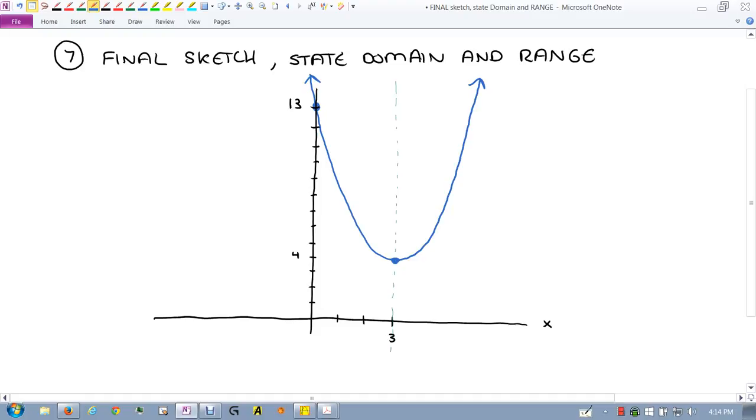All right? That's it. That's the sketch. Now, what's the domain? Everyone should get this right on the test. Negative infinity to infinity, or you could say all real numbers. What's the range? Range are your y values. 4 is the lowest y value you have, isn't it? 4 is the smallest y value you have, and then everything above that, your graph exists. So you should have a range from 4 to positive infinity.